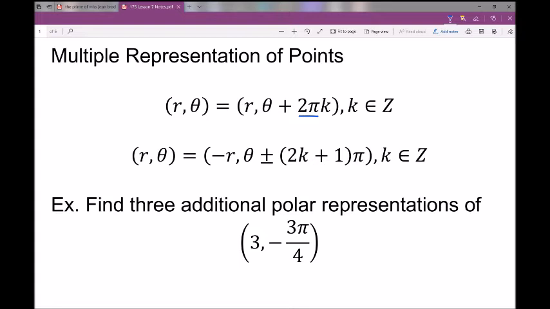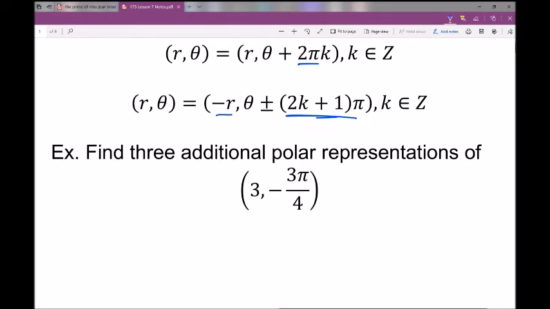Another way to get an equivalent point is to make the radius negative and then add an odd multiple of pi to your angle. So that's another way to get an equivalent point. But as I said, the easiest is just to add some multiple of 2 pi to your angle.